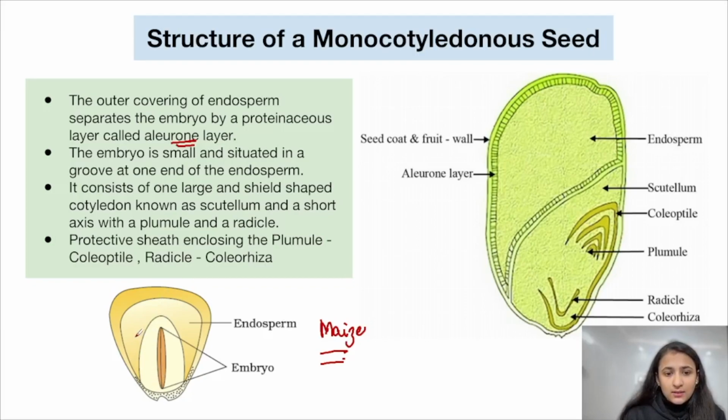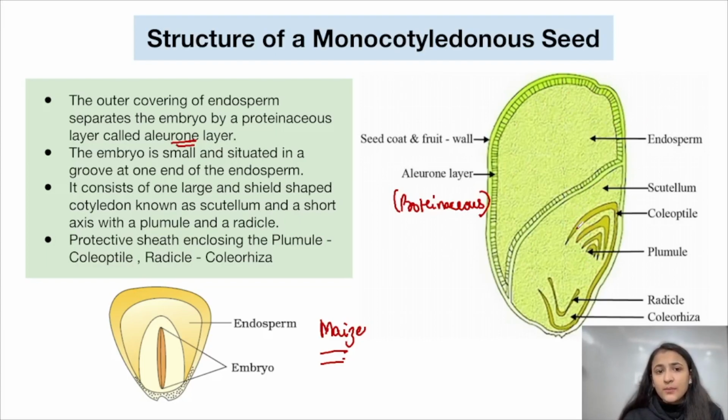The outer region here is the endosperm, which surrounds the embryo. The embryo is present here at one end and it is surrounded by the endosperm. If you observe in more detail in the cross section, this whole region is the endosperm, and it is surrounded by a layer known as the aleurone layer. It is a proteinaceous layer. This is the outer covering of the endosperm, and it separates the embryo.